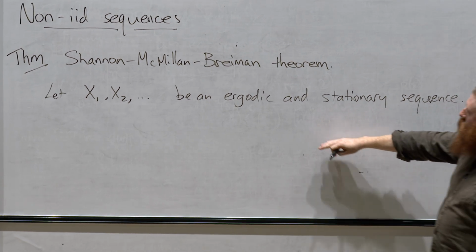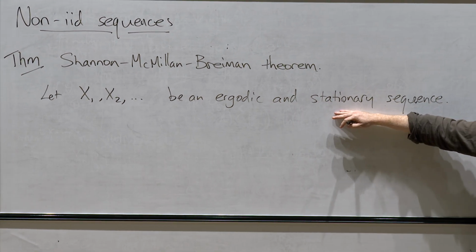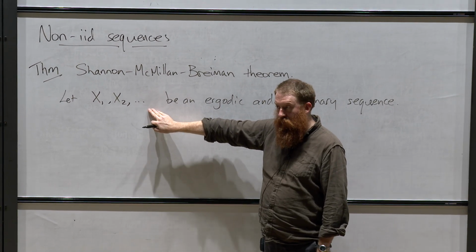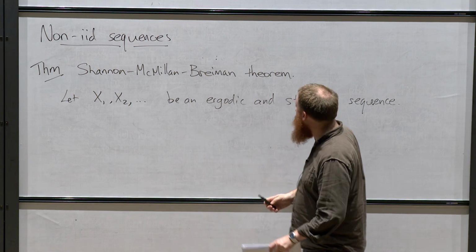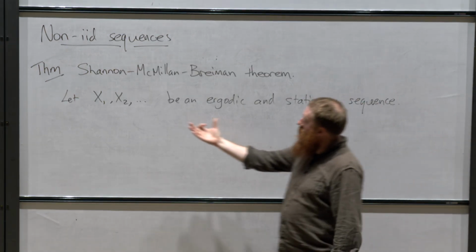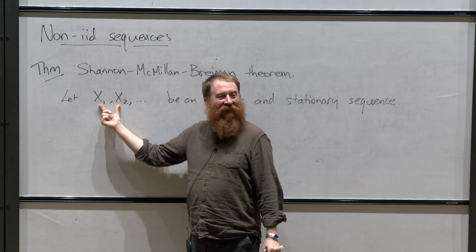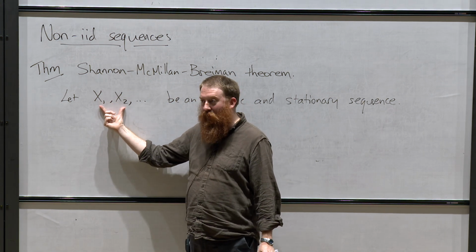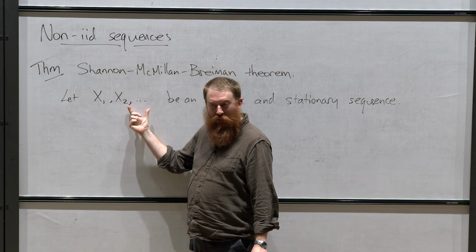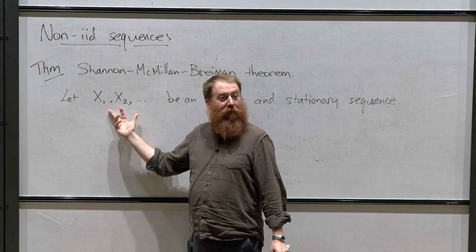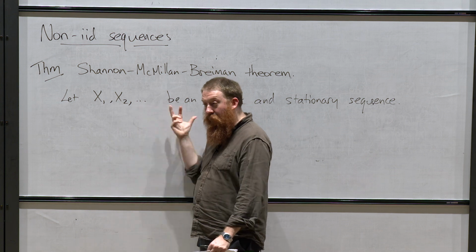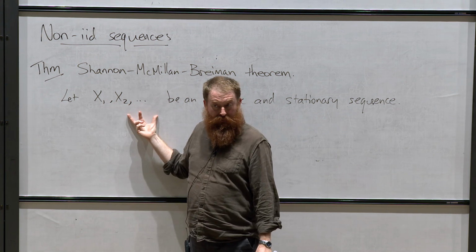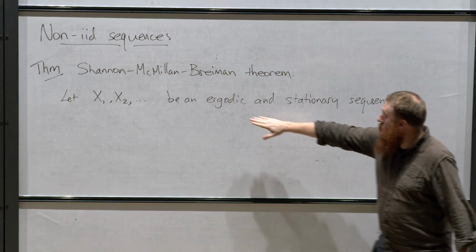So what do I mean by these words? Well, stationary just means that each of these random variables has the same distribution. The distribution doesn't depend on time. In particular, if I look at the pair, it has the same distribution independent of time. So 1 and 2 have the same distribution as 2 and 3, and 2 and 3 have the same distribution as 3 and 4. And similarly for triples, if I take any finite sequence, I can move that around, and I get the same distribution independent of where I look in time. That's what stationarity means.